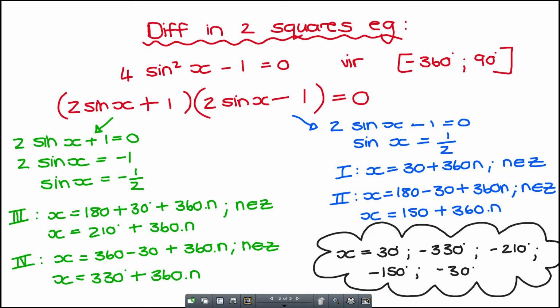Almal klaar? Right, quickly have a look. In that black bubble at the bottom, your angles should be, jou volgorde is dalk so 'n bietjie anders. That's okay, as long as you've got everything. You must have positive 30, minus 330, minus 210, minus 150, and minus 30.